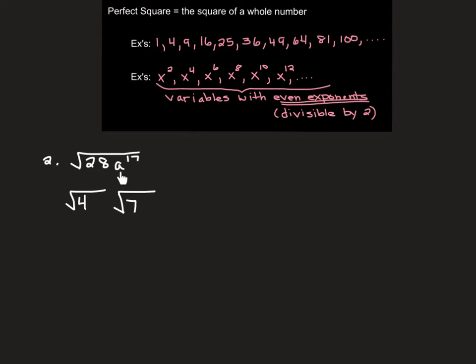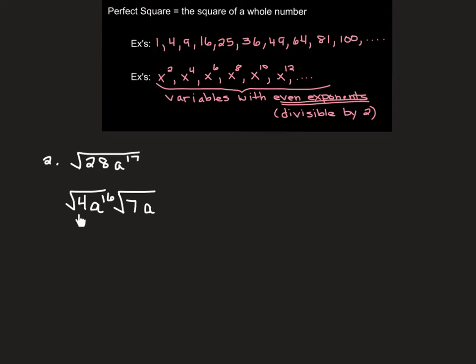Now let's look at our variable, a to the 17th. This is an odd exponent. Remember, if it's a perfect square, a variable needs to contain an even exponent. So let's think about it. What's the biggest perfect square that we can take out of a to the 17th? What you should be saying to yourself is, what's the biggest even number that's less than 17? 16 is. So in our perfect square radical, we're going to put a to the 16th power, right? That's the biggest perfect square that we can pull out of a to the 17th. So that leaves us with 1a, a to the first, that we're going to put in our leftover radical.